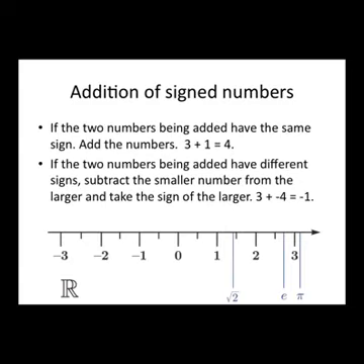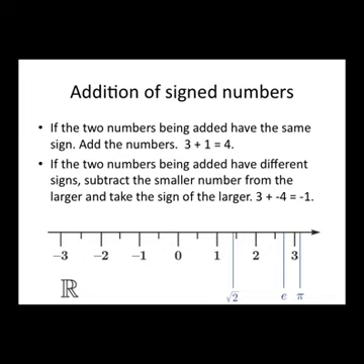If you have to add 2 signed numbers, if the 2 numbers being added have the same sign, add the numbers just as you normally would. Like 3 plus 1 is actually positive 3 plus positive 1. That equals a positive 4. If the 2 numbers being added have different signs, subtract the smaller number from the larger and take the sign of the larger. So in this example, we have 3 plus negative 4. We would subtract the 3 from the 4 and take the sign of the negative 4. So our answer is negative 1.